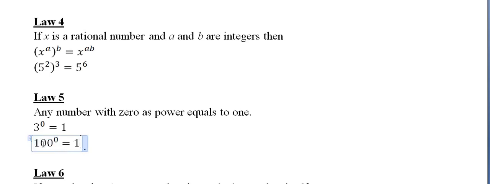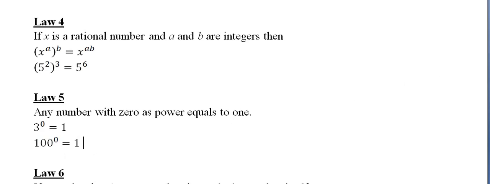It can be 200 to the power 0, again 1, 300 to the power 0, again 1, 5 to the power 0 equals 1. So if there is any number with 0 as power, it always equals 1.